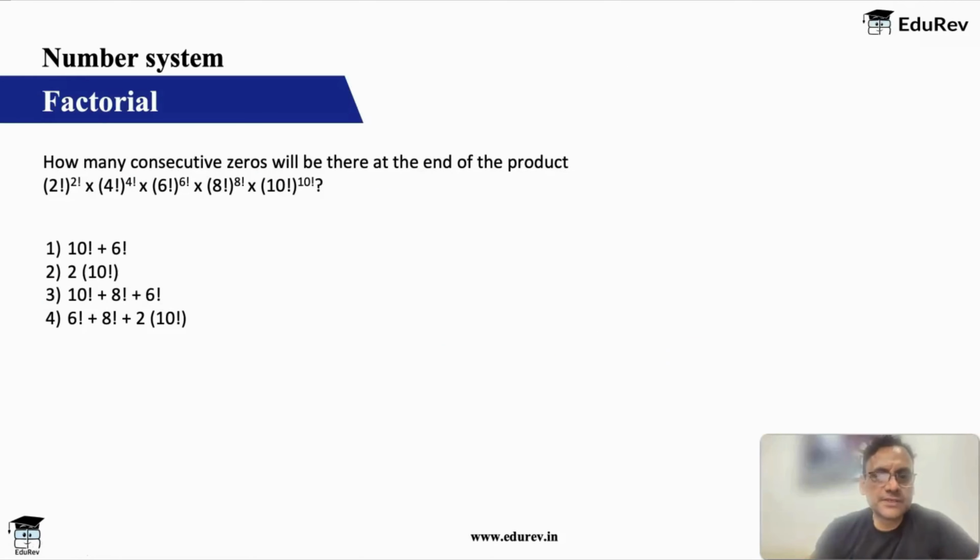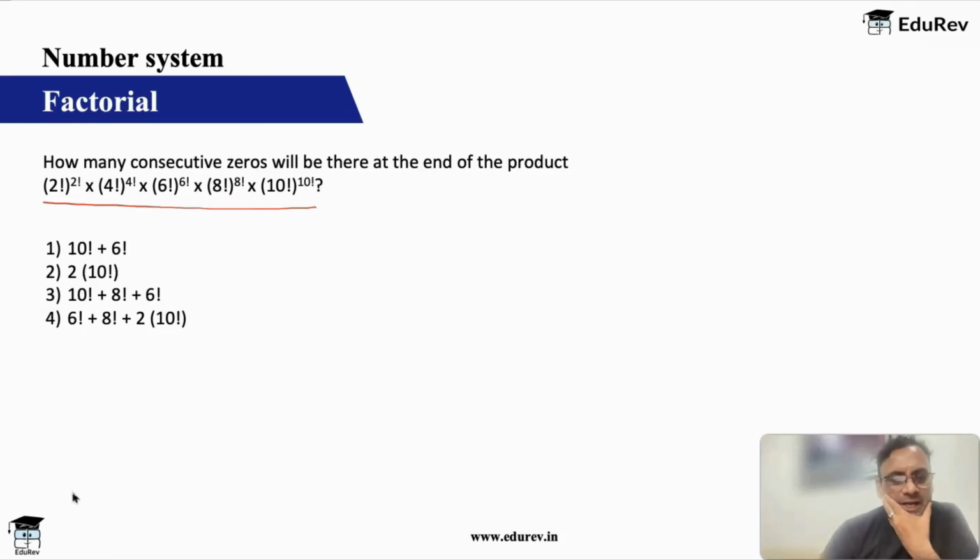How many consecutive zeros will be there at the end of the product? Okay, so this is interesting. 2 factorial to the power 2 factorial into 4 factorial to the power 4 factorial into 6 factorial to the power 6 factorial, 8 factorial to the power 8 factorial, 10 factorial to the power 10 factorial.